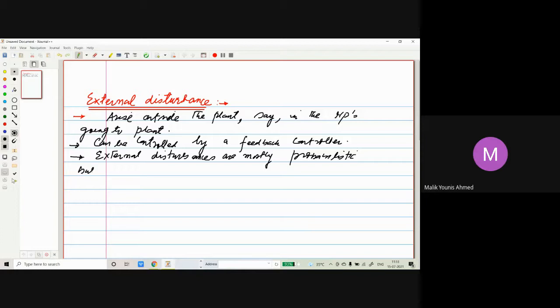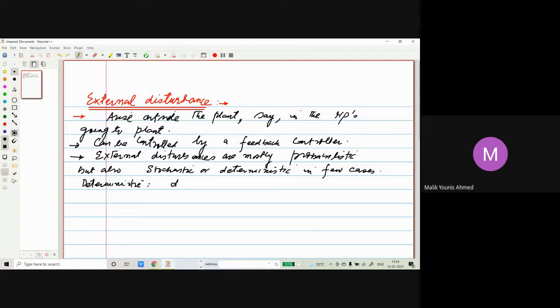But two types of disturbances are there. It can also be stochastic or deterministic in nature. In a few cases, not all cases, external disturbances may be stochastic and deterministic. Now, what is deterministic? A deterministic disturbance is one which can be described exactly in an analytical form.